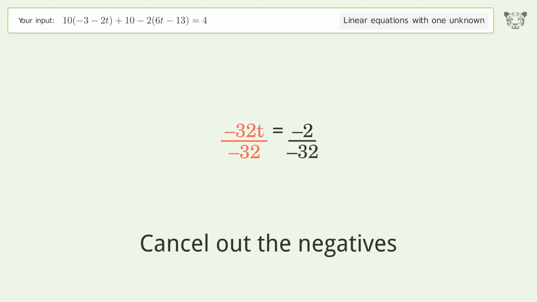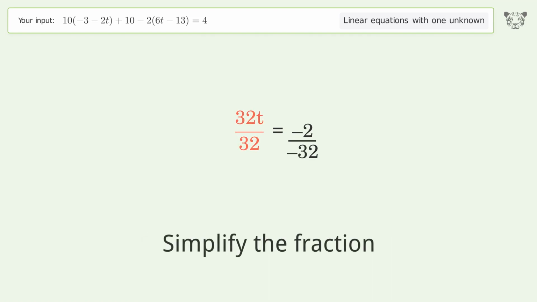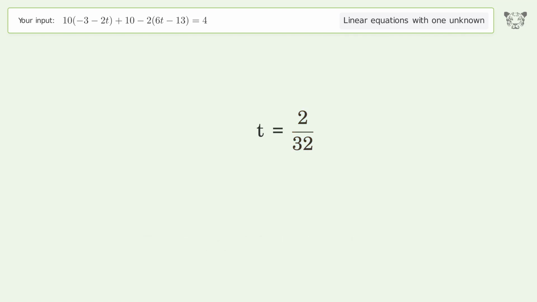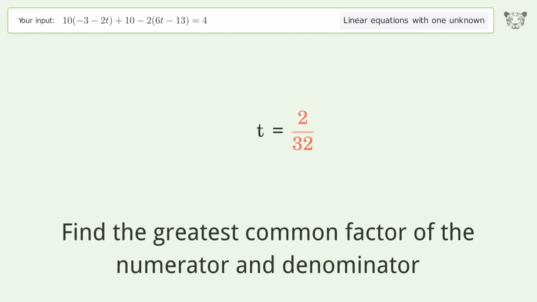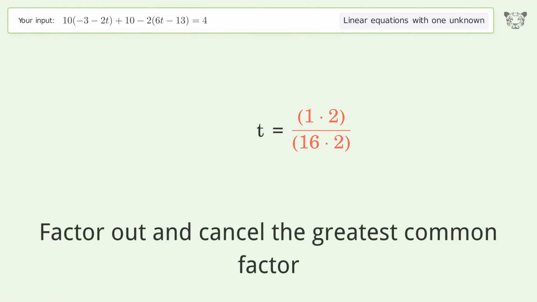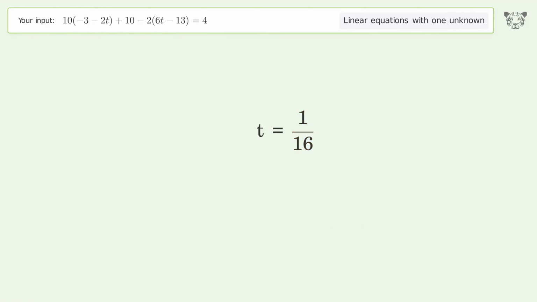Cancel out the negatives. Simplify the fraction. Cancel out the negatives. Find the greatest common factor of the numerator and denominator. Factor out and cancel the greatest common factor. And so the final result is t equals 1 over 16.